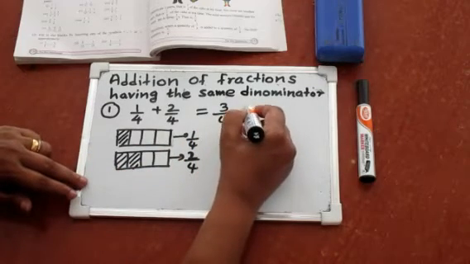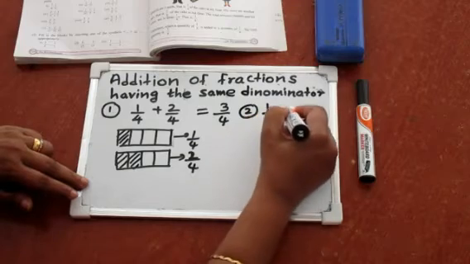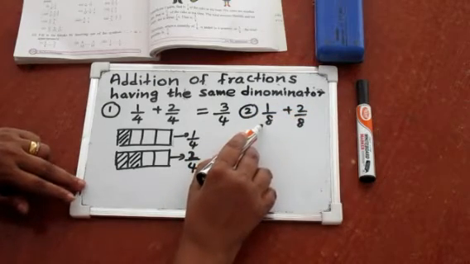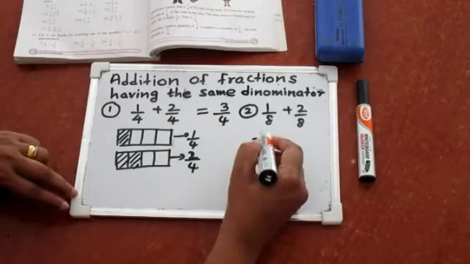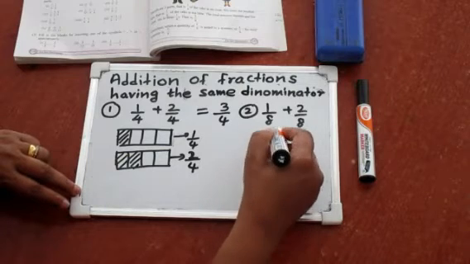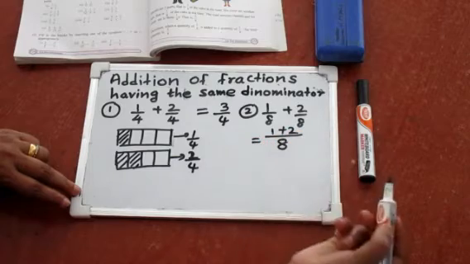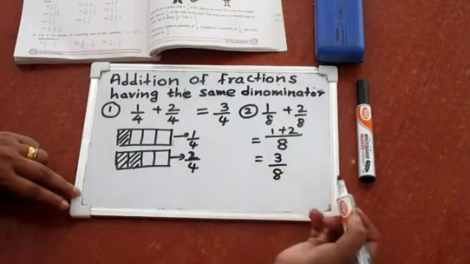Now see the second example: 1 over 8 plus 2 over 8. Now you can see in these fractions denominators are equal. So we can do the addition by taking the sum of numerators. We will write this step in this way. Take the sum of numerators. Then the sum of numerators gives 3 over 8.